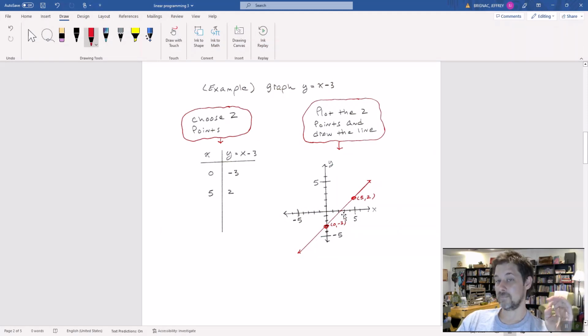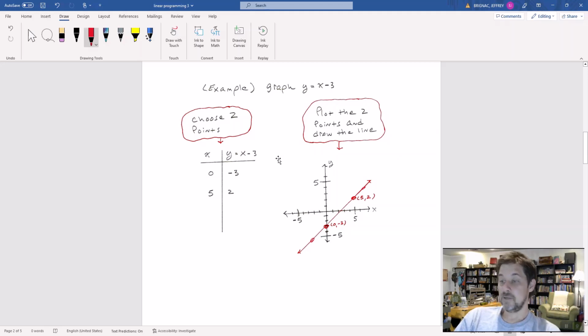Okay? Alright, so here I chose 2 points, totally at random. You could choose different points than this. You're going to get the same picture. You might find a point over here and a point down here, but you're going to get the same line. It's not going to matter. Alright? So, that's a pretty easy way to graph a line. You don't need to worry about anything else.